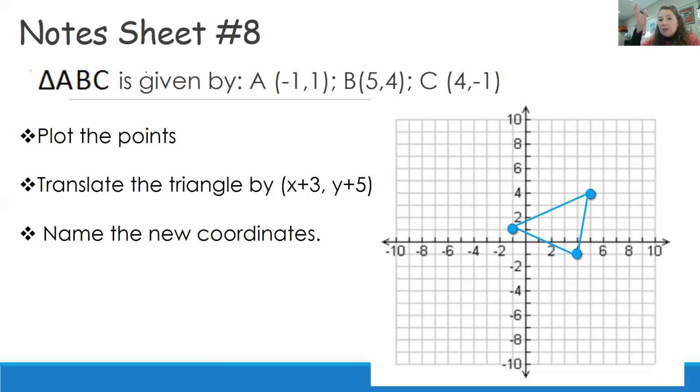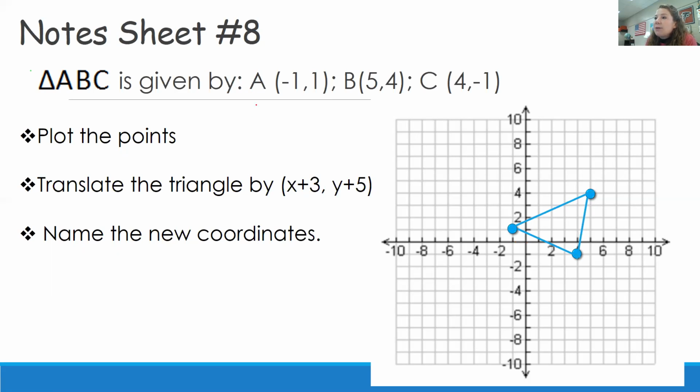Same thing going up and down on the y-axis. In order to go up on a coordinate plane, you're going to increase your y-axis or y values. And to go down on a coordinate plane, you're going to decrease your y-axis or y values. So for example, here we have our original A at -1, 1. So from the origin, we go left 1, up 1.